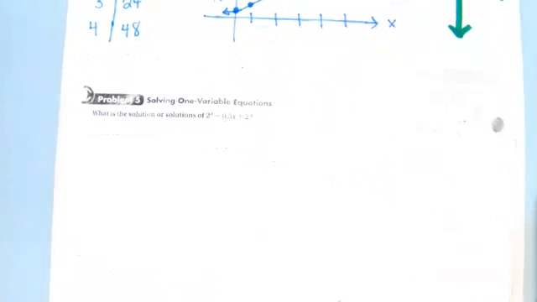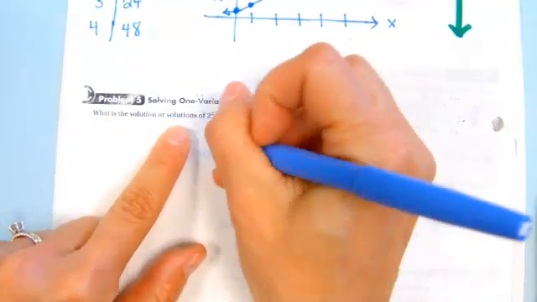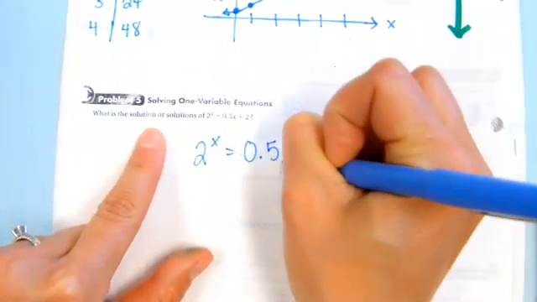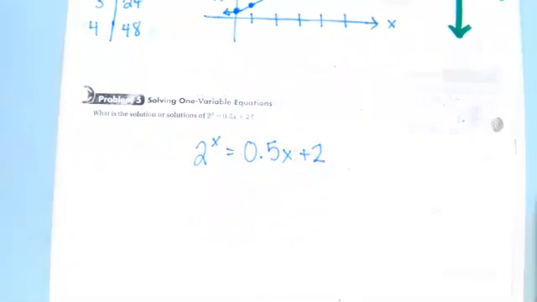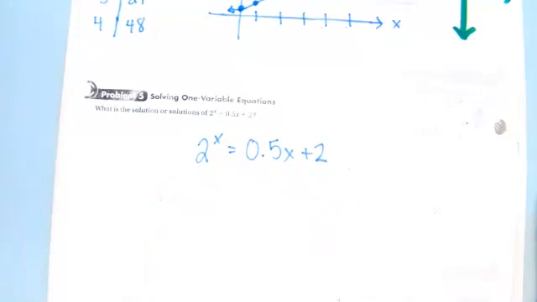Last thing, again, we're going to use our graphing calculator, for the video that you can't see it very well. This says, what is the solution or solutions of 2 to the x power equals 0.5x plus 2? Okay, this is really trying to figure out where these are equivalent. And so the way you do that is you graph them and see where they cross. All right, so let's do that.